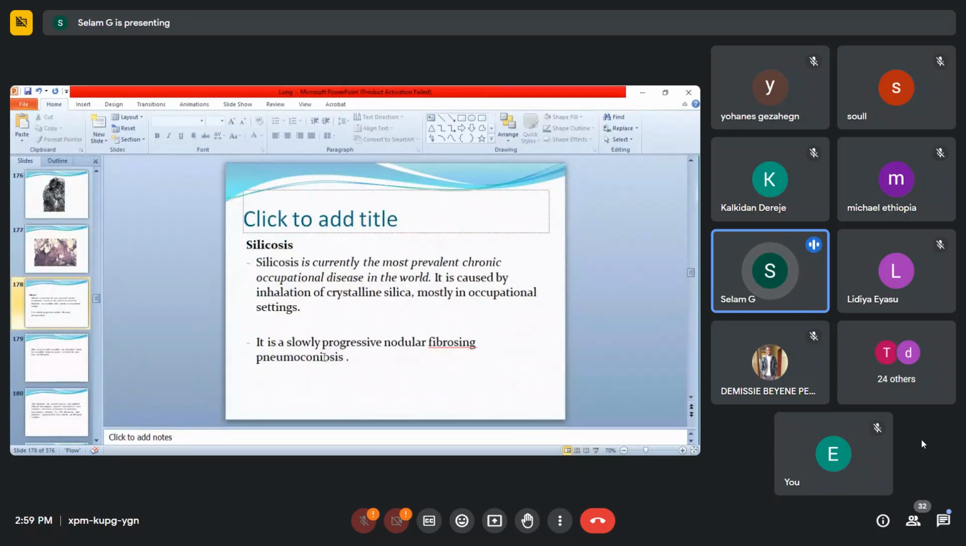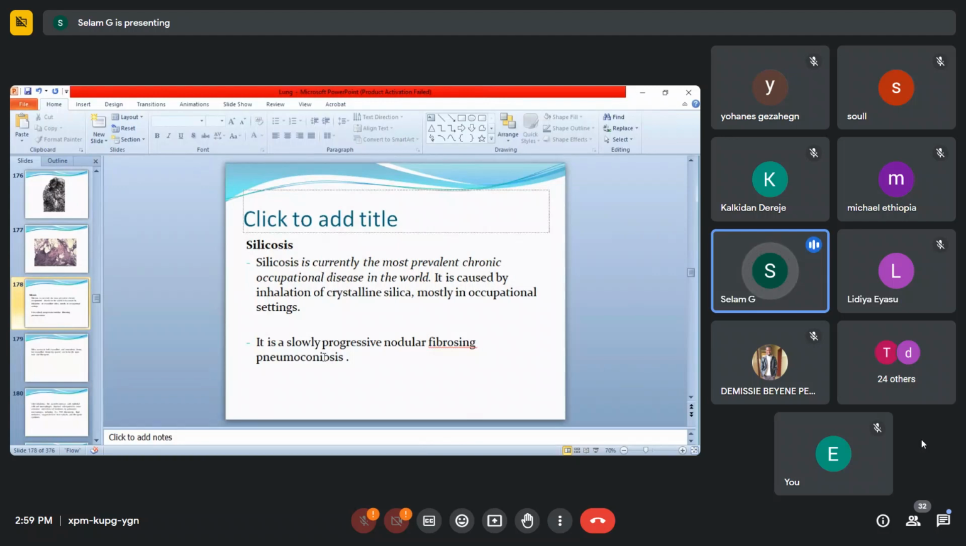The other environmental restrictive disease is silicosis. As the name implies, this one is the deposition of silica. Silicosis is currently the most prevalent chronic occupational disease in the world, and it is caused by inhalation of crystalline silica, mostly in an occupational setting, because you don't see coal mines here and there anymore, and currently the industry of silica production is higher. These days you may encounter silicosis more than coal workers' pneumoconiosis.